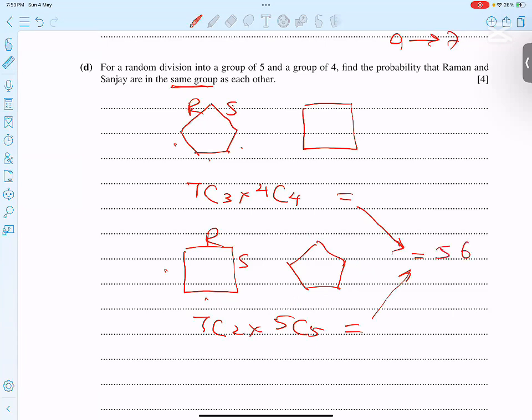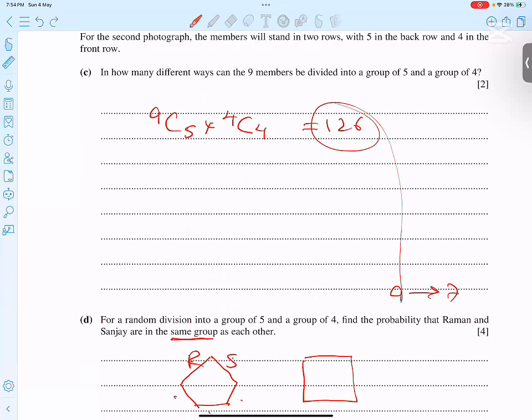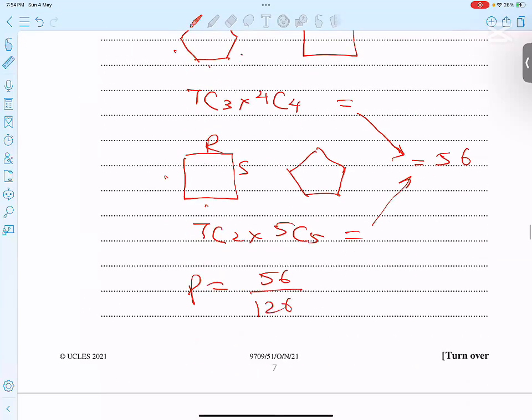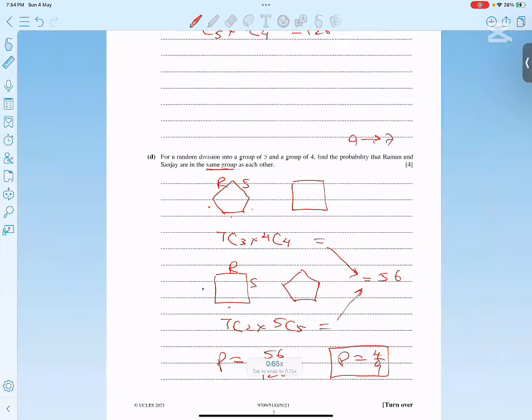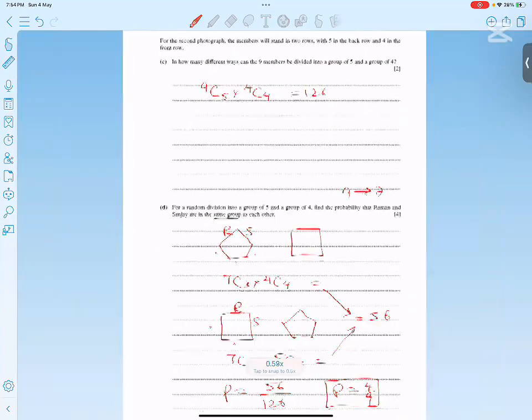But what is he asking here? Find the probability, and probability is what? 56, and total options we have already available, 126. So I hope we got it, and if I divide, my answer comes as 4/9, or in decimal, okay, I think this is okay, no need to write in decimal. I hope the concept of this question is very clear.